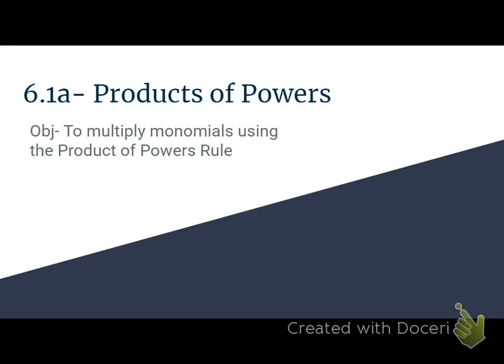All right, as promised, we are splitting up section 6.1 into a few parts. So today is the first part, part A. We are going to talk about products of powers. So we are going to multiply monomials using the product of power rule. Just as a review, a monomial means it is one term. If you weren't sure what monomials were, it means there's just one term to them.